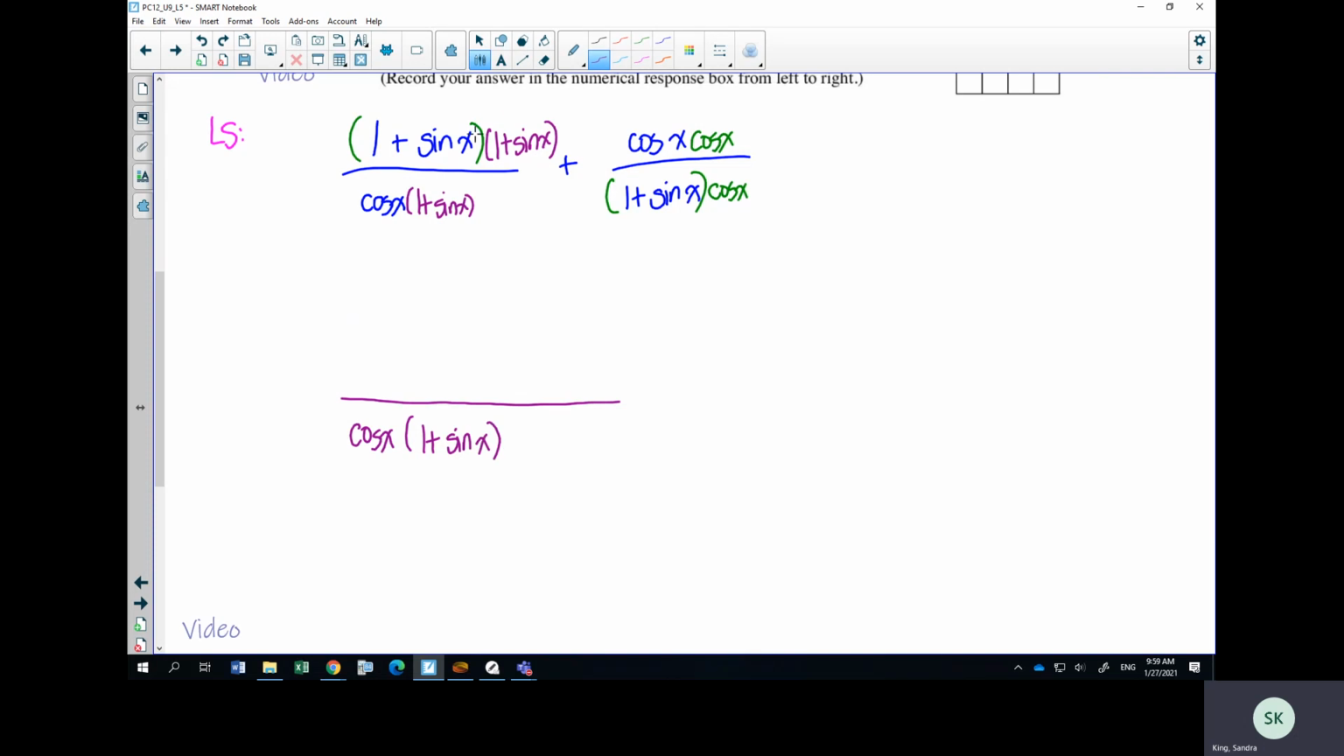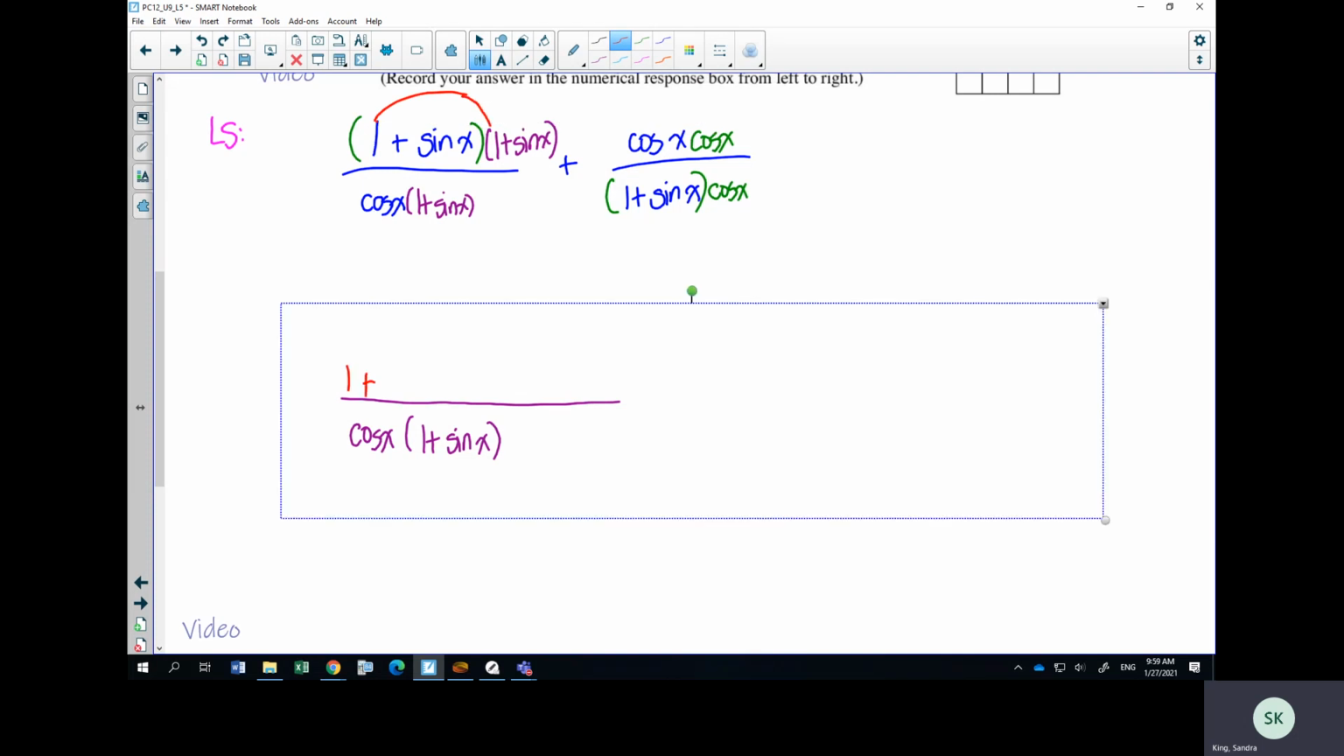And then with the numerators, we're going to add these numerators together. Now I've got two binomials here, so I'm going to get rid of the brackets by expanding these two, or foiling, distributive property, whatever term you are comfortable with. So 1 times 1 is 1. 1 times sine of x is sine of x. Sine of x times 1 is sine of x. And sine of x times sine of x is sine squared of x. And then we've got a plus, and over here we've got cos squared of x.